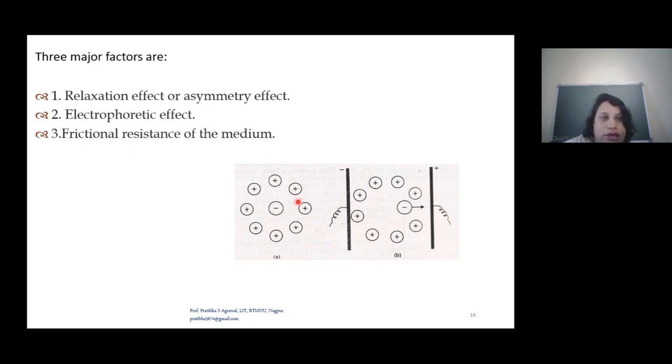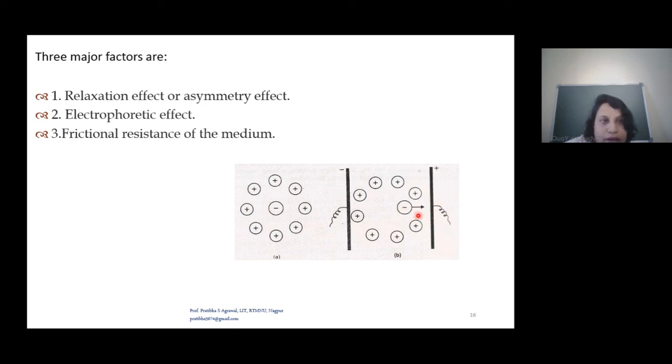Electrolyte is dissociated in solution to give a positive and a negative ion. Each ion is surrounded by an ionic atmosphere of oppositely charged ions. This ionic atmosphere is spherically symmetrical. When a current is passed through the solution, the center of the ionic atmosphere moves towards the oppositely charged electrode. Suppose this negative ion is moving towards this positively charged electrode.